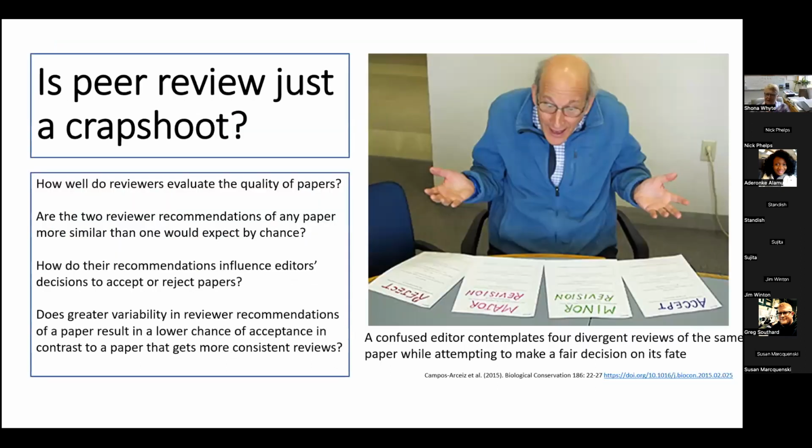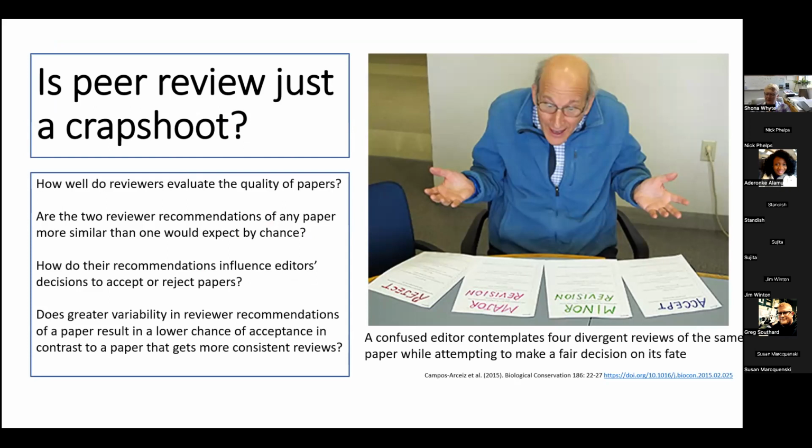So this one was interesting. It's a publication in 2015 where they're basically asking, is peer review just a crapshoot? Is it just by chance? Does it have any validity? And how well do the reviewers evaluate the quality of papers? And so they asked, are the two reviewer recommendations of any paper more similar than one would expect by chance?